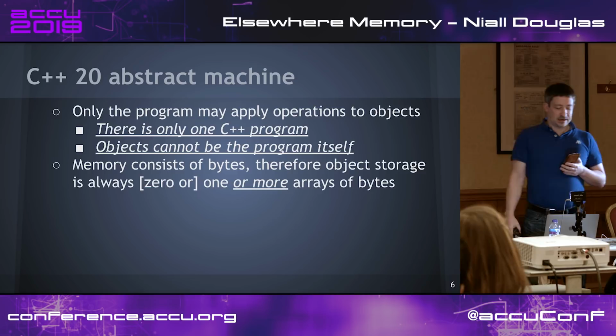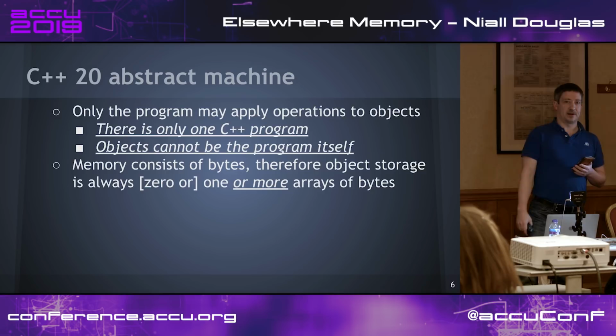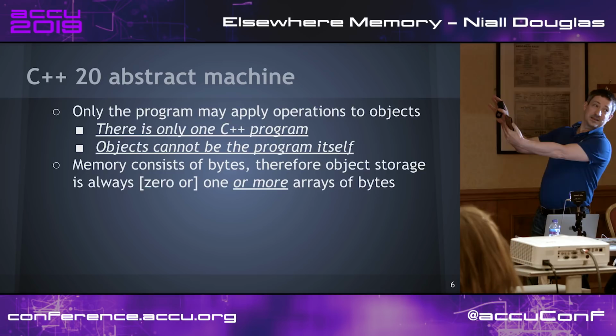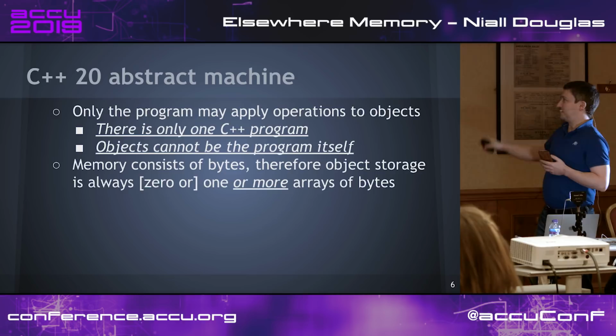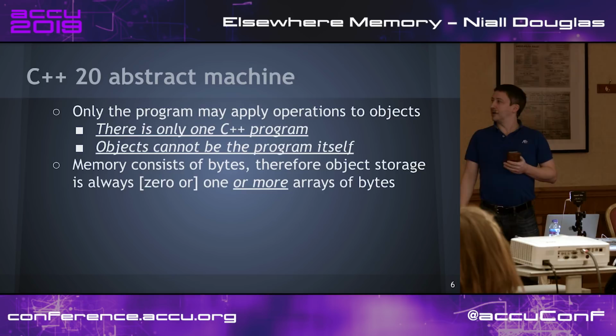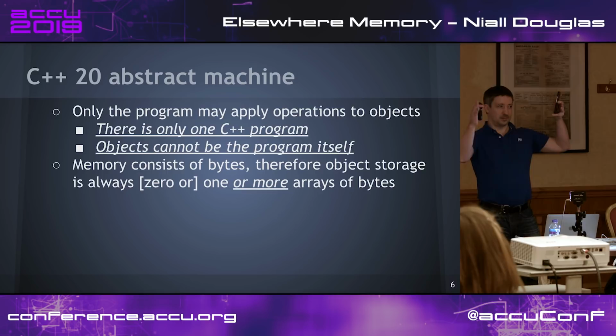Ah, yes. Here comes more fun stuff. So here's the other trouble with C and C++: memory consists of bytes. It's literally the opening paragraph of the memory model. And object storage is always, I put zero or, because that was added in C++20, one or more arrays of bytes. So there are actually discontinuous objects in C++ under the abstract machine. And they are problematic, because they're not just bounded within one single linear range of bytes.